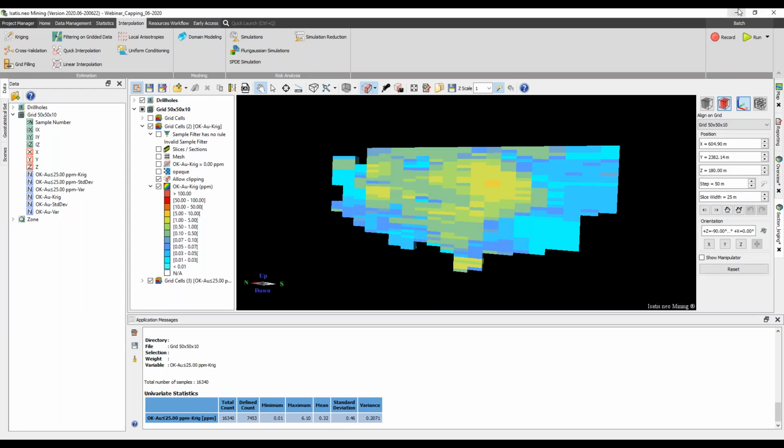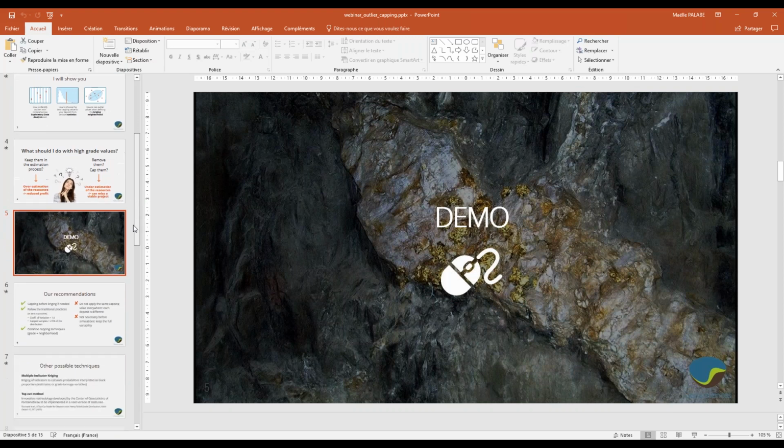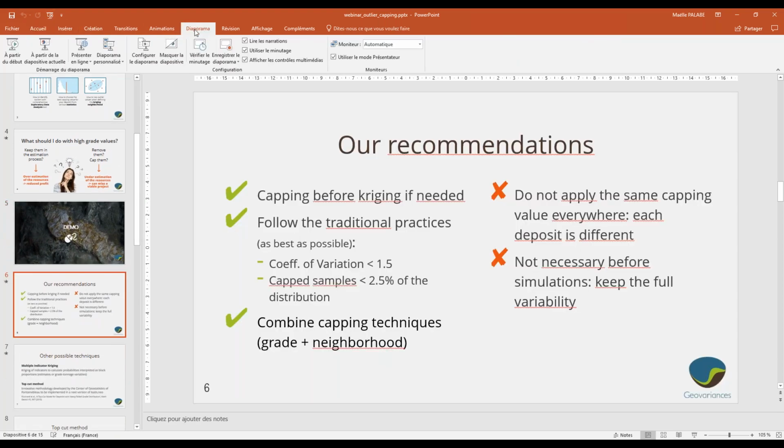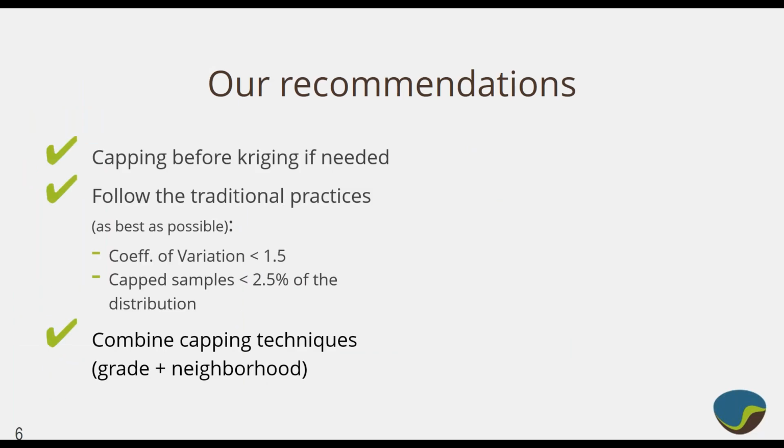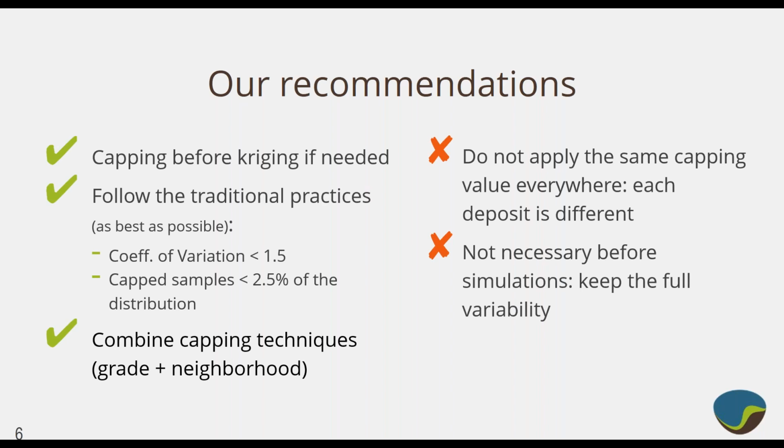I will go back to my PowerPoint. So then, to summarize, the management of high-grade values is generally done applying capping to limit the impact on the economic viability of a mining project. As I showed earlier, the choice of capping value is crucial. However, we need to keep in mind that the truncated distributions may generate a bias in the estimates. Thus, it is not recommended to systematically apply capping.